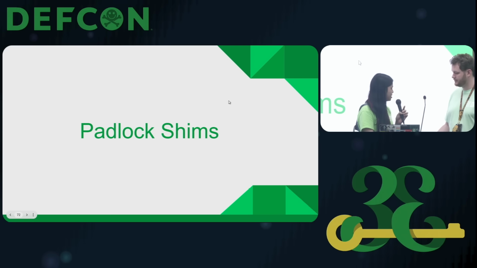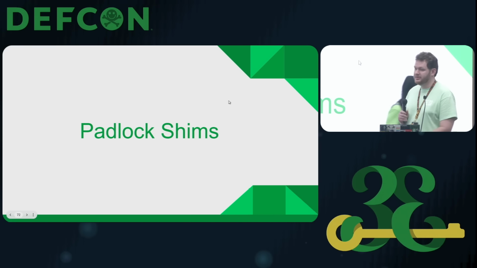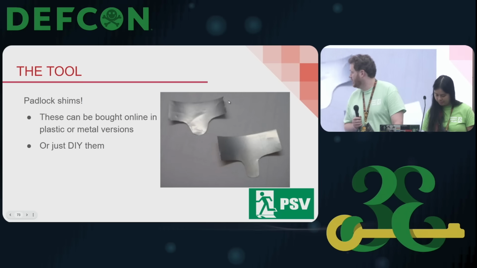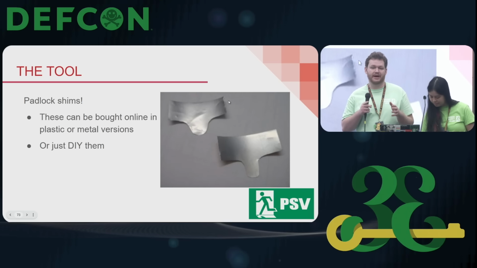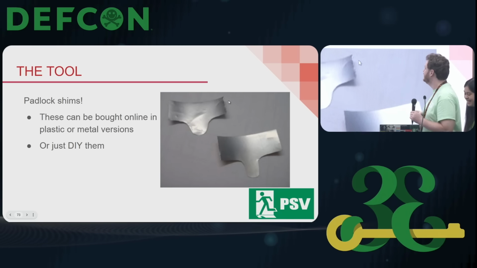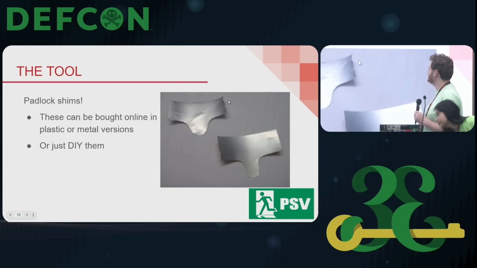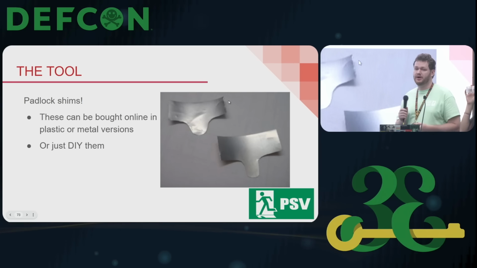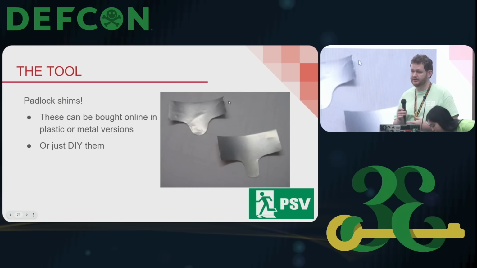Next is padlock shims. All right, so now we're going to dive into standard padlock bypassing. These are all locks that you see are very commonly around. They're going to be that standard brand. I won't name drop any, but we all know. And then the tool that you're going to use is these padlock shims. These can be bought online for very, very little, or you can DIY them out of any thin piece of material. A lot of times people will cut them out of soda cans or beer cans.